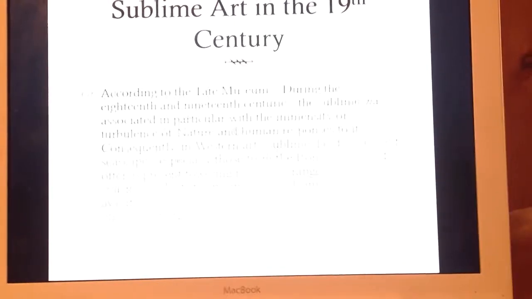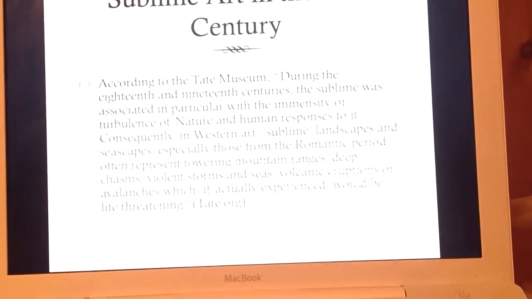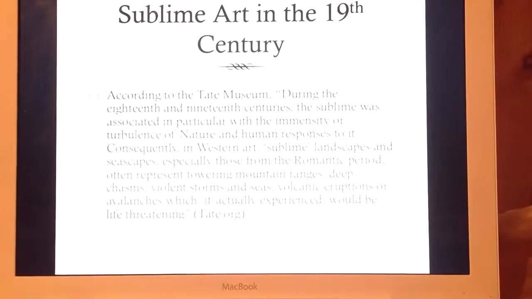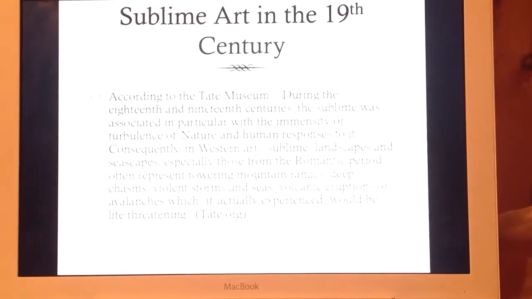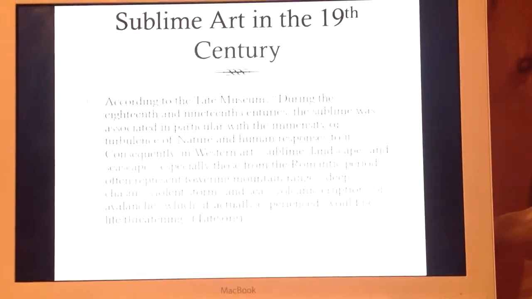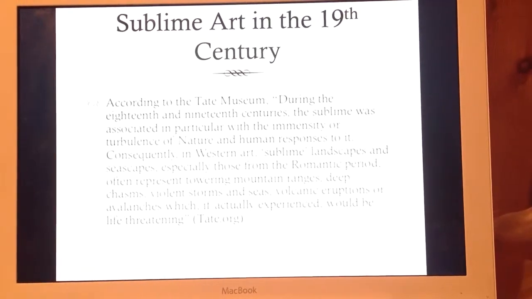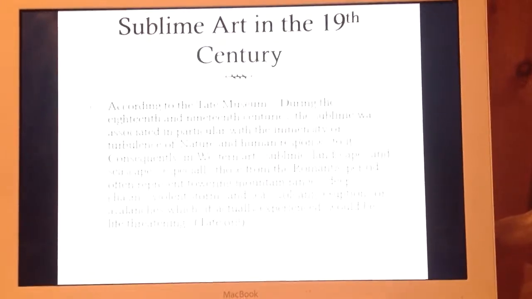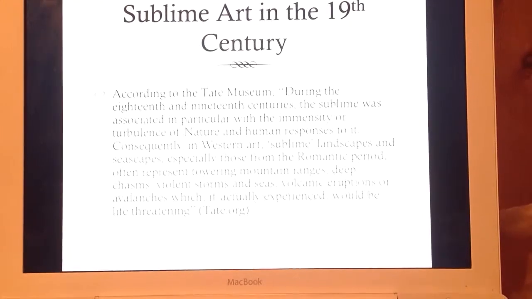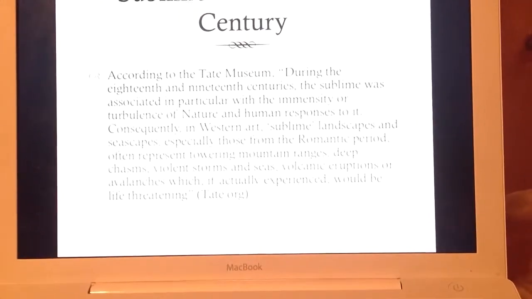I'd like to start off giving a brief definition of what sublime actually means. According to the Tate Museum, during the 18th and 19th centuries, the sublime was associated in particular with the immensity or turbulence of nature and human responses to it. Now, this section of the definition from the Tate Museum is generally applied to landscape paintings.